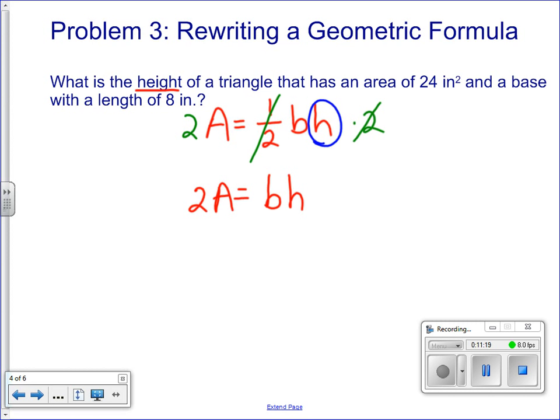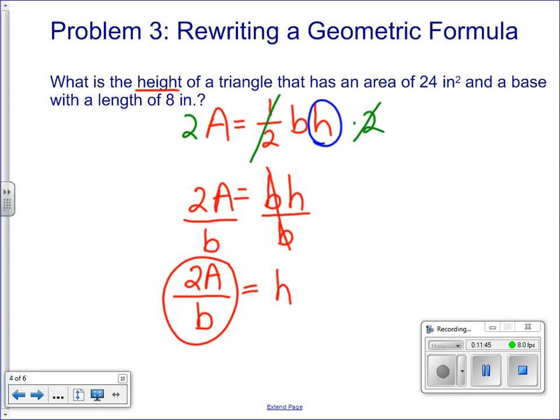Now I need to undo the multiplication of b times h, and since I'm solving for the height, I'm going to divide by b. All right? b over b is equal to 1, and 1 times h is equal to h. On the left-hand side, I have 2 times the area divided by the base. And that is now my new formula. I can find the height of any triangle given the area and given the base.